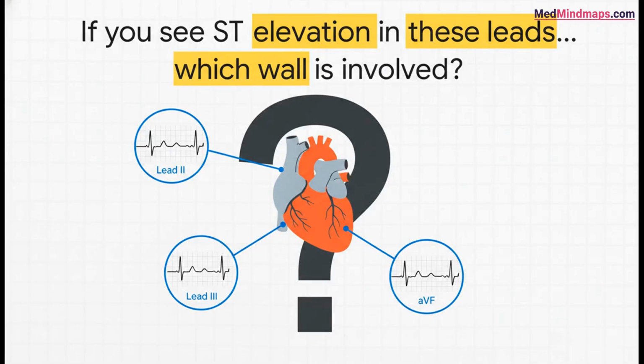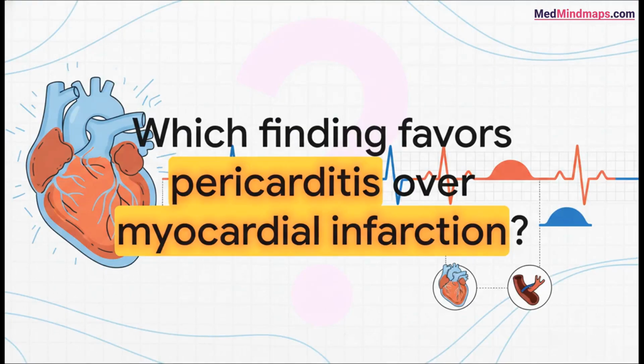Okay, let's take a quick micro pause right here. I want you to think. Based on what we just talked about, if you see ST elevation in leads I, 3, and AVF, which wall of the heart is in trouble? Think about it. Got it? It's the inferior wall. Exactly. All right, here's our final checkpoint to really make sure this knowledge sticks.